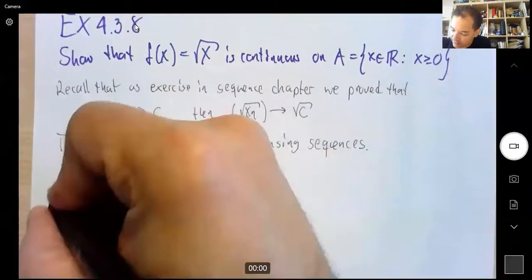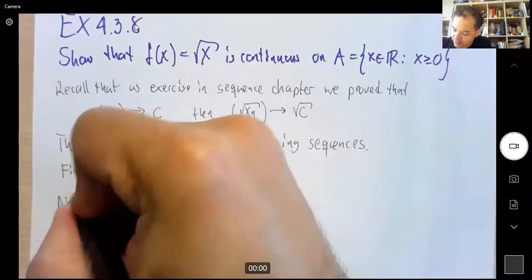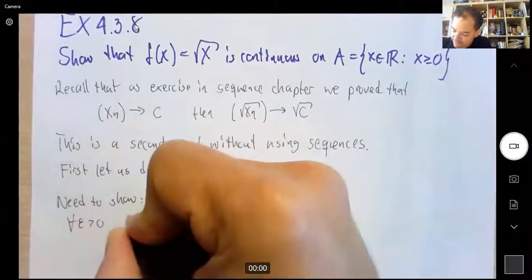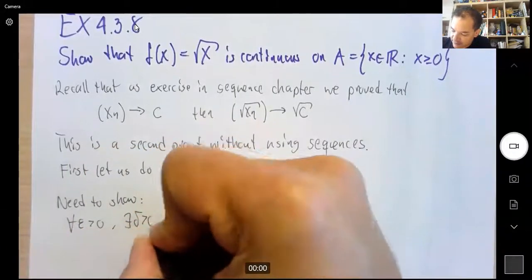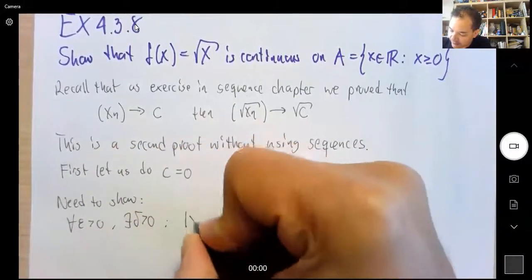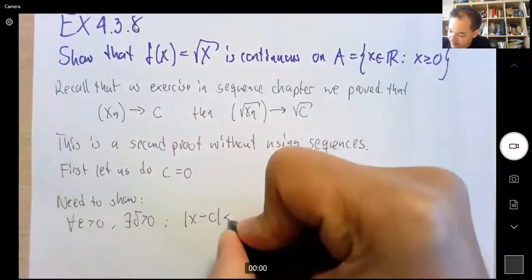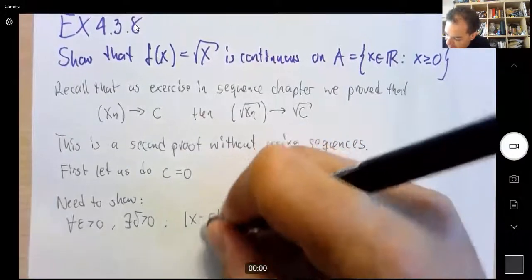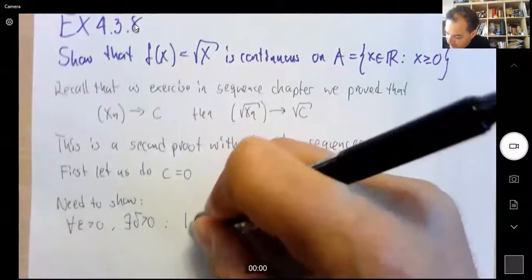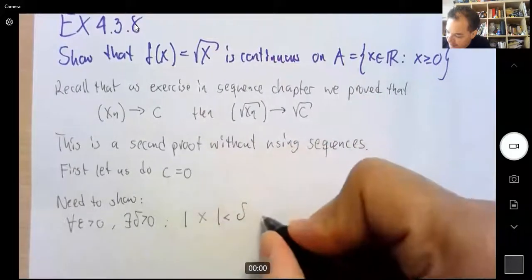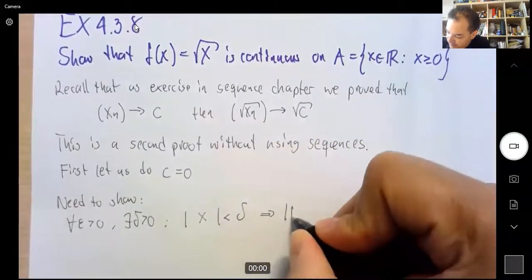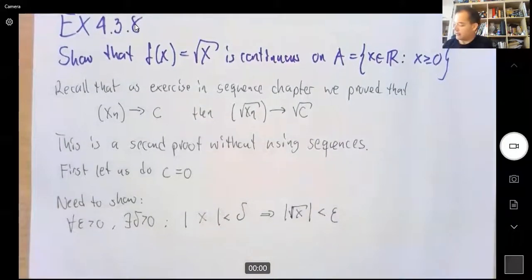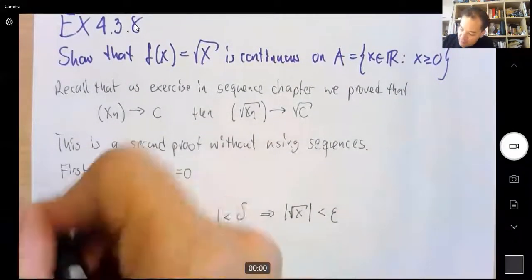We need to show that, for every epsilon, there is a delta, such that if |x minus c| is less than delta, and c is 0, so it's just this, |x| is less than delta, implies f of x, which is root x, is less than epsilon, right? This is what we need.